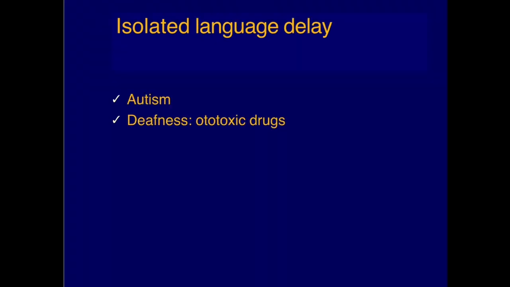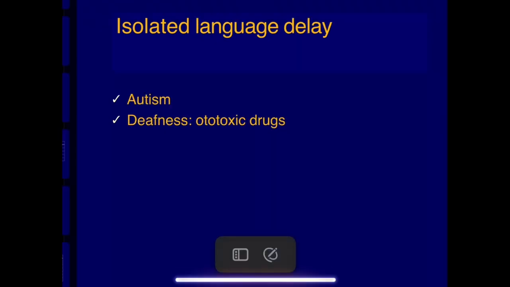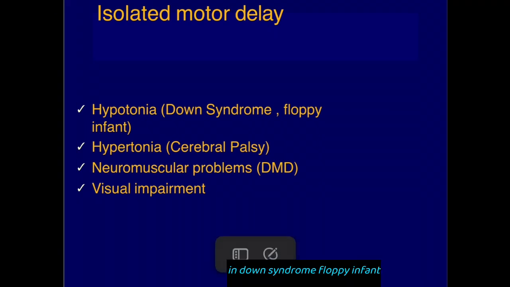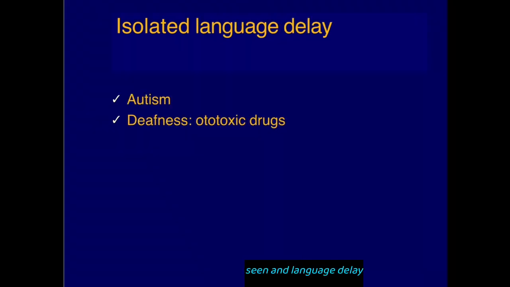Isolated motor delay can be seen in Down syndrome. Floppy infant, hypertonia can be seen in cerebral palsy. Neuromuscular problems can be seen. Visual impairment can be seen. And language delay can be seen in autistic child. Deafness can be seen with ototoxic drugs.